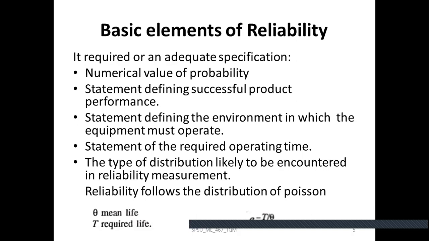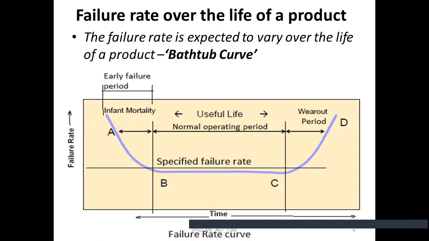Next, the type of distribution likely to be encountered in reliability measurement. Reliability follows the Poisson distribution. This is the representation of reliability: the exponential, or e raised to the power minus capital T upon theta, where theta is the mean life and capital T is the required life. In some products, the best operating conditions are given in the instruction manuals, so that they can be followed for reliability.